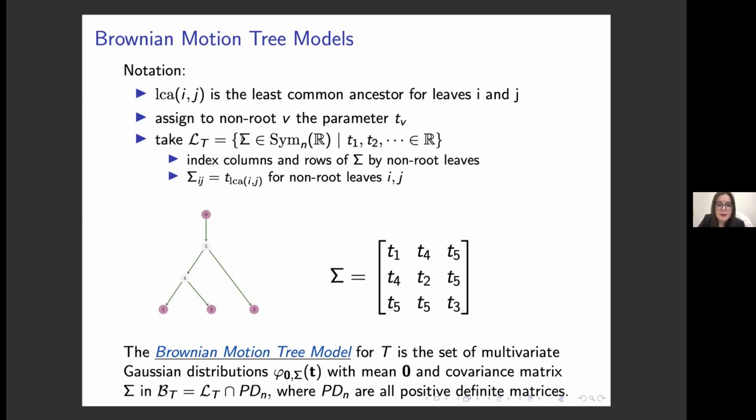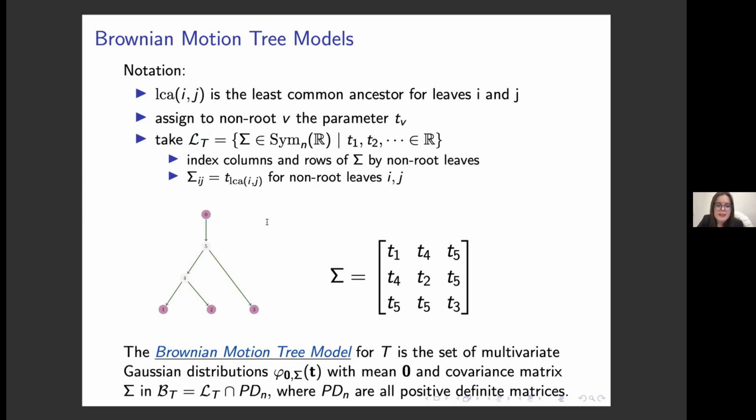Sigma has its columns and rows indexed by the non-root leaves. So we have 1, 2, and 3, 1, 2, and 3. And the entry ij of sigma will be t of LCA of ij.